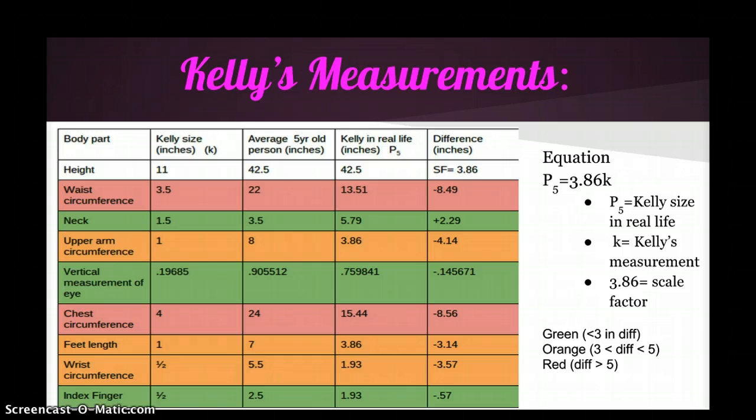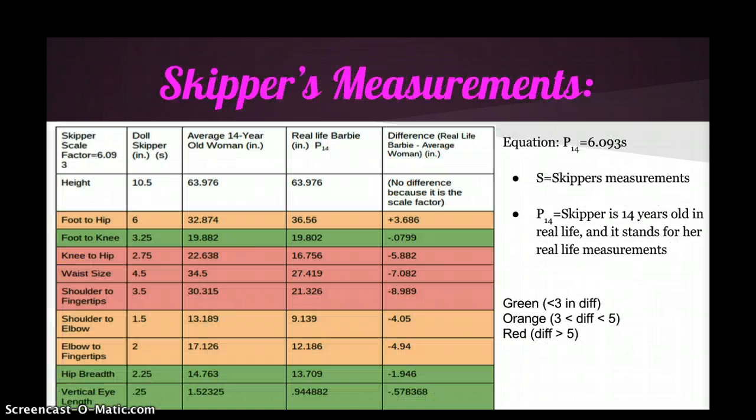Now if you take a look at Skipper's table, her knee to hip, waist size, and shoulder to fingertip length are very different than the average 14-year-old. So they are red. Her foot to hip, shoulder to elbow, and elbow to fingertip lengths are a bit off, so they're in orange. And her foot to knee length, hip breadth, and eye length are about the same size as the average 14-year-old, so they're in green.